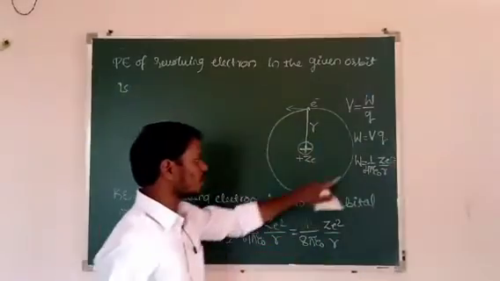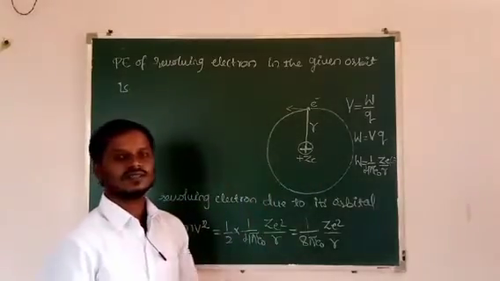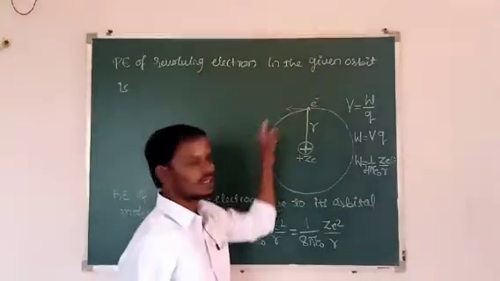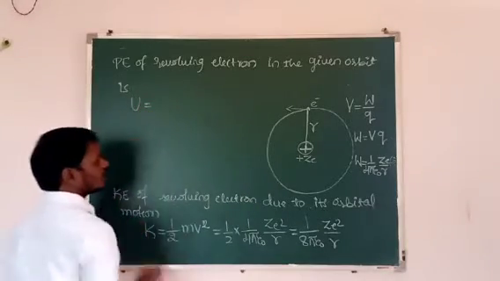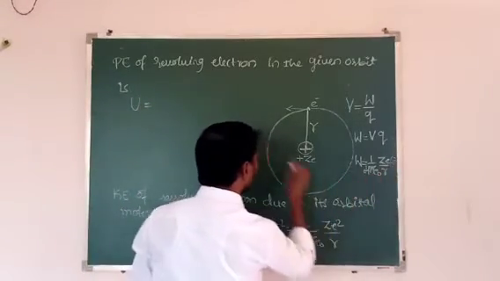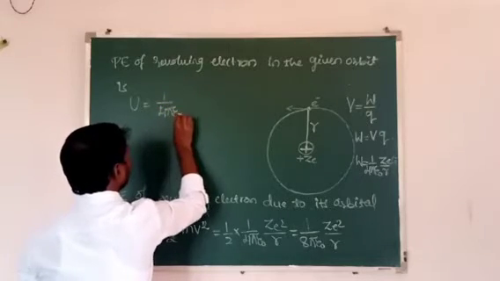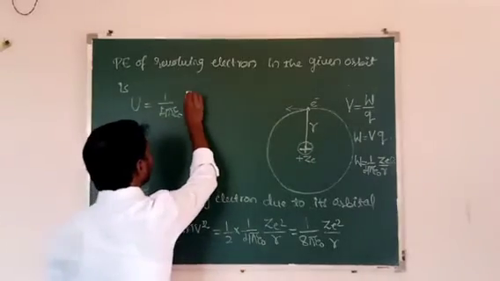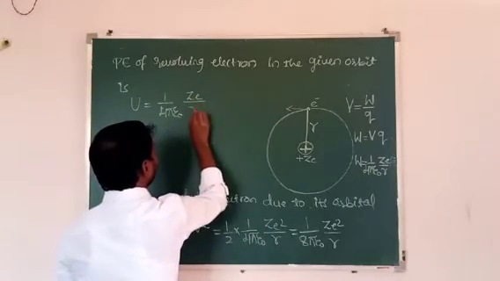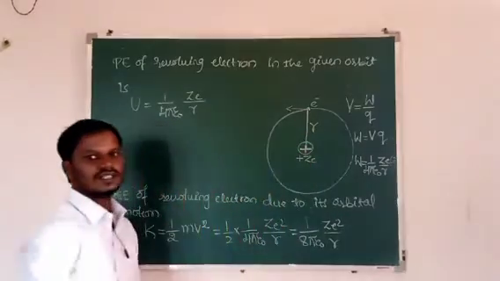Then we will get this work done, which is nothing but the potential energy of the revolving electron in the given orbit. Then we can write U is equal to 1 by 4 pi epsilon naught, the potential due to the nucleus at the distance r, that is Ze divided by r. Why is there a potential at the distance r? Because of the nucleus.